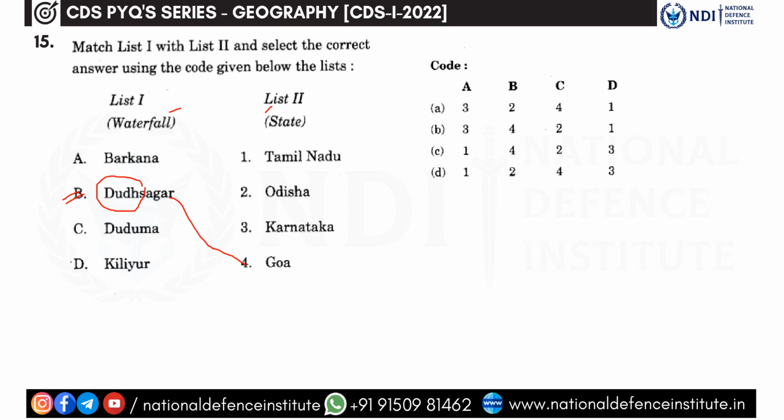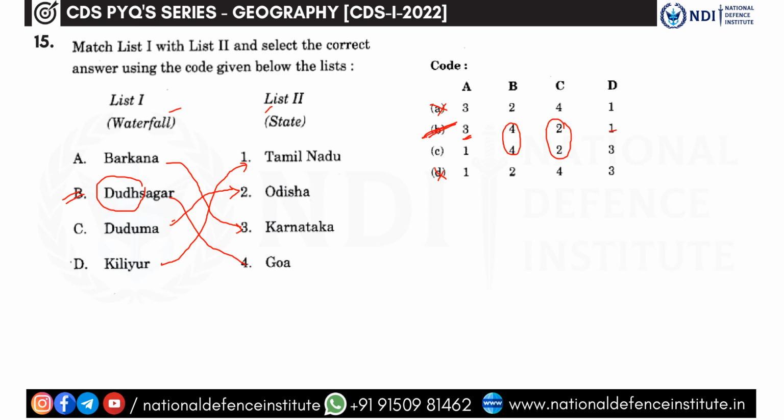So options has to be in B and C. A and D are eliminated, and you have your C matched automatically. So see, Duduma is in Odisha. Alright. So then Kiliyur is in Tamil Nadu. Barkana is in Karnataka. So with this, B is 3, A is 3, you have A matching 3, D is 1. So obviously this is your option B.